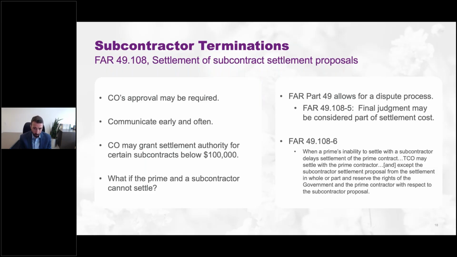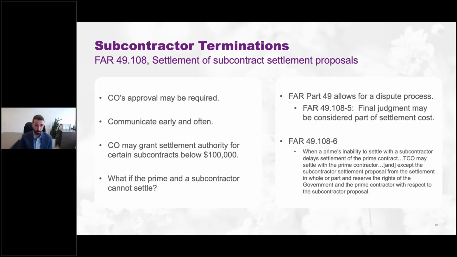The FAR also contemplates that if a prime's inability to settle with a subcontractor delays settlement of the prime contract, then the TCO, that's the termination contracting officer, which frequently the government will appoint a new contracting officer to be the terminating contracting officer just to administer the termination, can actually settle with the prime and accept the subcontractor settlement from the prime settlement and reserve the government's rights.